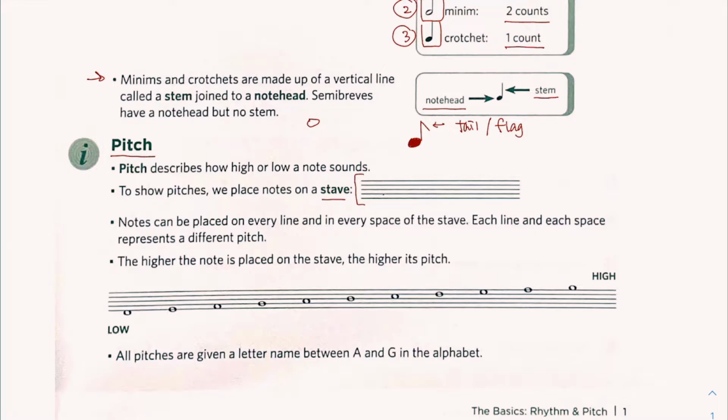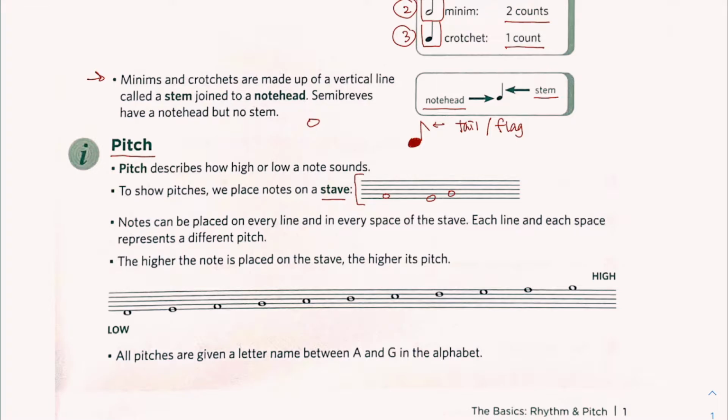So let's say if I put a note here, we'll say this note is in the first space. There are 4 spaces. The bottom space is space number 1. Going up is space number 2, space number 3, and space number 4. Same thing for the lines. If I put a note here, this will be line 1. You can also put a note on line 2, line 3, line 4, and line 5, and so on.